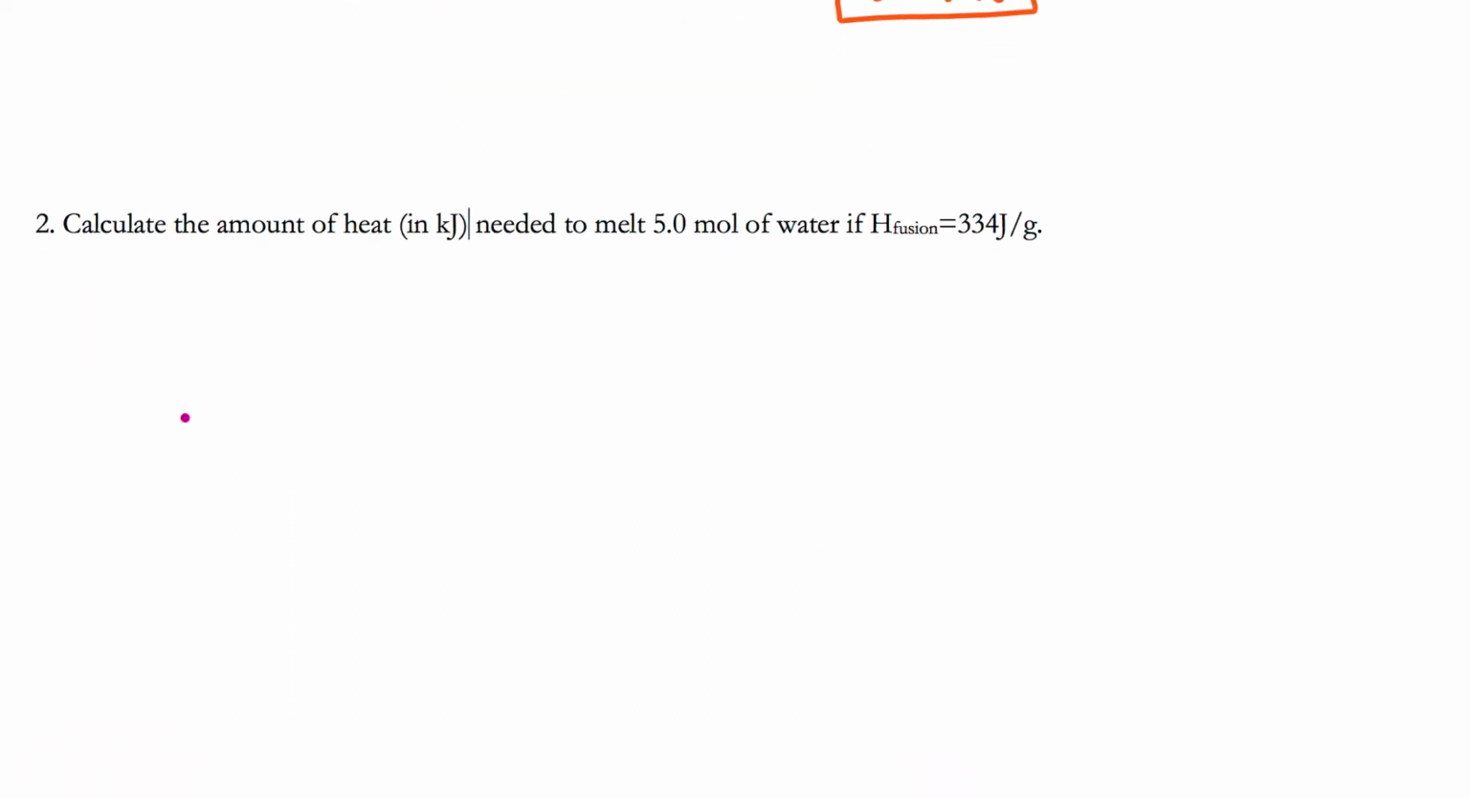All right, let's look at the last problem. It says, calculate the amount of heat in kilojoules needed to melt 5 moles of water. Notice, this is my given, so I'm going to start with 5 moles of water. However, in order to get into heat, since my heat of fusion is 334 joules per gram, I first need to get out of moles and get into grams. Once I'm in grams, then I can go from grams and get into joules. Then once I'm in joules, I can go from joules and get into kilojoules.